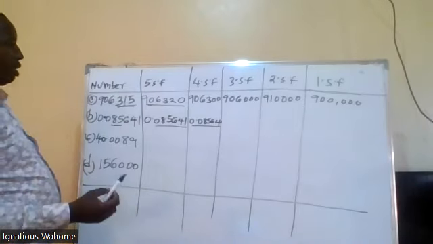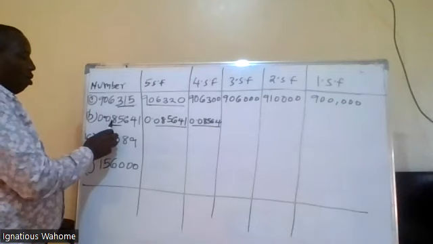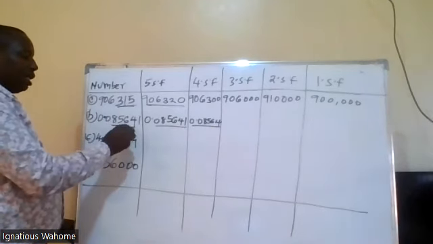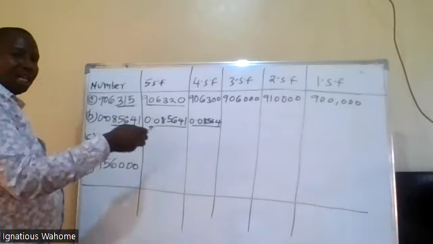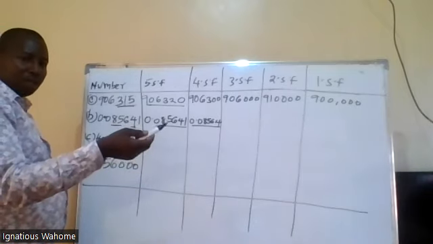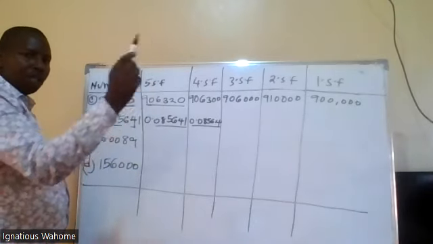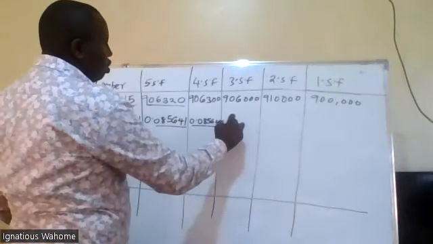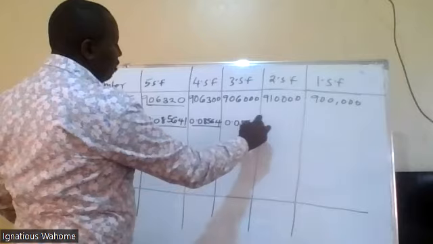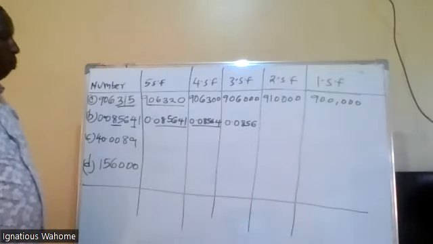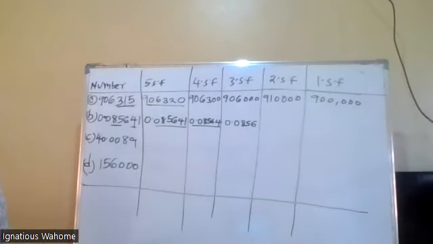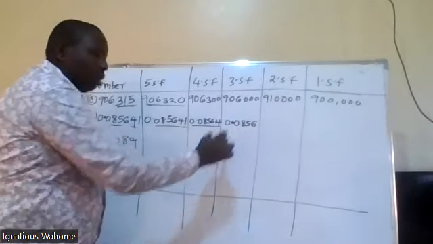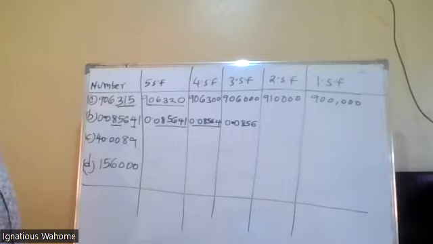Go to 3 significant figures. 1, 2, 3. The next one is 4. So the 4th digit is 4, which is less than 5. So you convert them to 0 and you ignore, because there's a decimal here. So your number is 0.0856. Agreed? Yes.